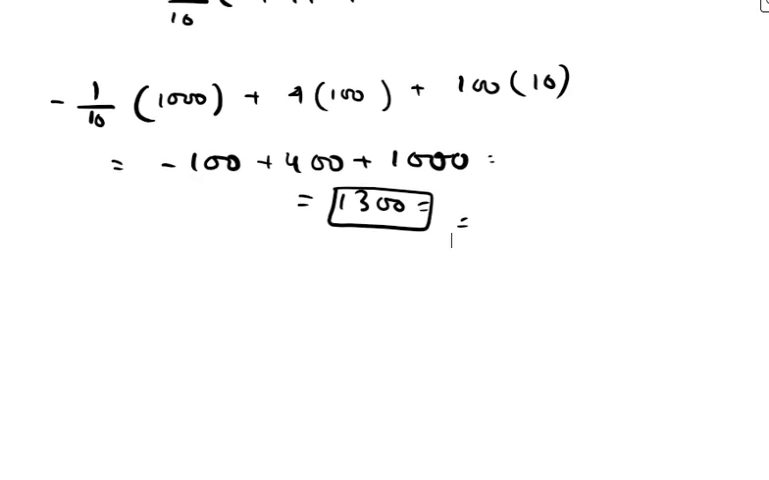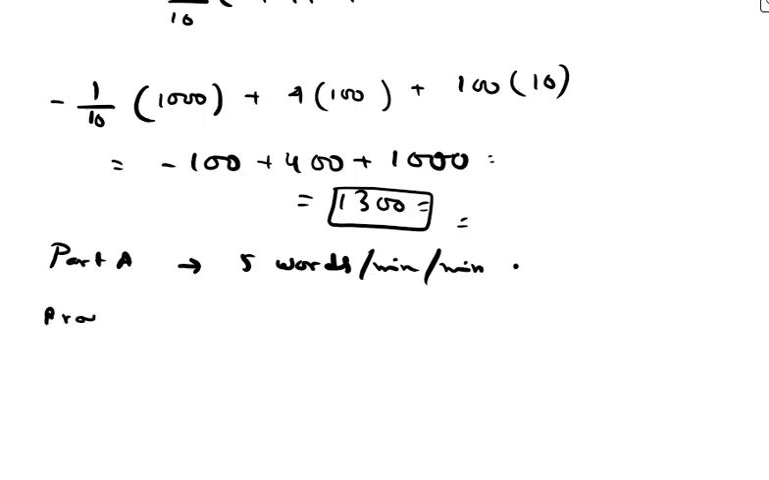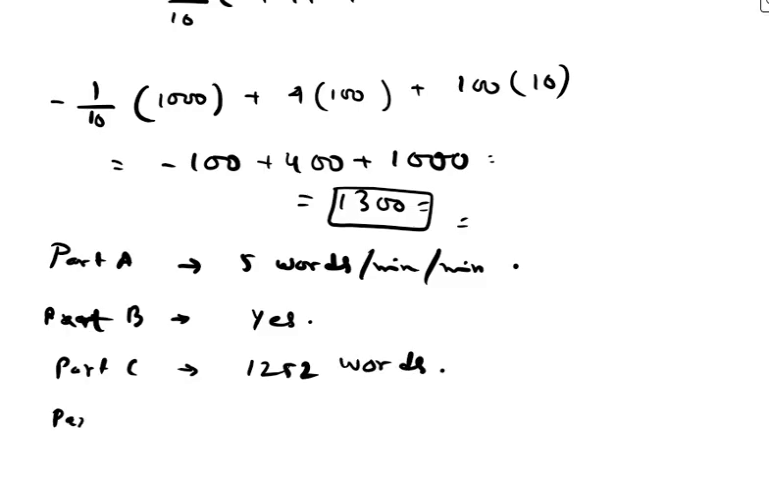Now the final summary. For part A, the answer will be 5 words per minute. Part B, yes, by the intermediate value theorem. Part C, 1252 words, and part D, 1300 words. So this is the final summary of this question.